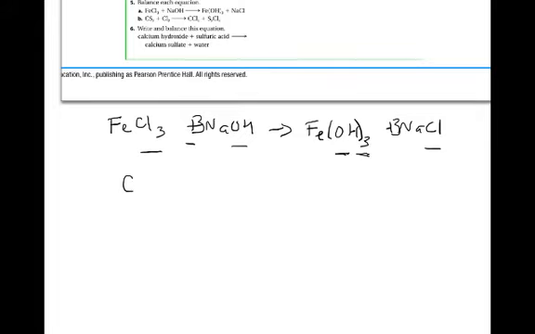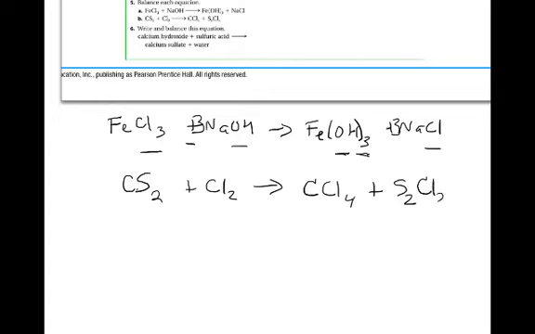Okay, for B, CS2 plus Cl2 yields CCl4 plus S2Cl2. And if we look at this, we've got chlorines, we've got chlorines, we've got chlorines. Whenever you see that where it's in multiple ones, I like to wait with that one till the end because they tend to be the hardest ones to balance. So check the other ones out first, okay?